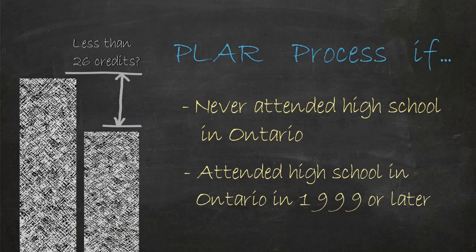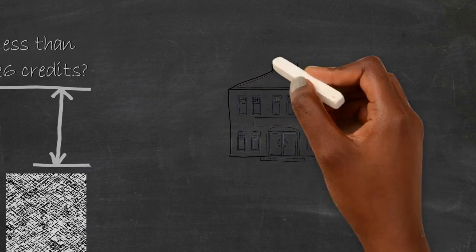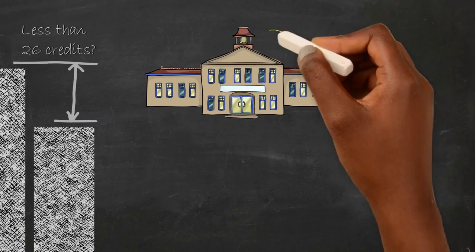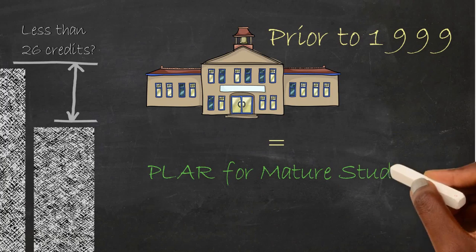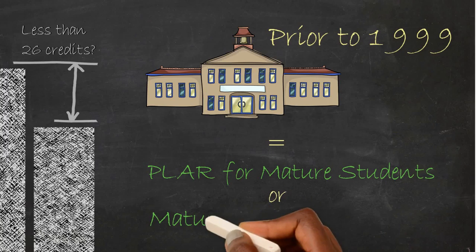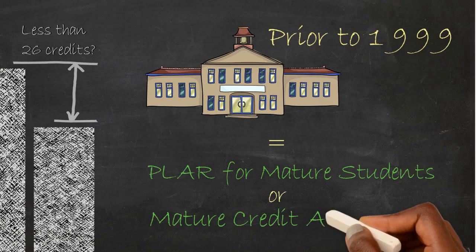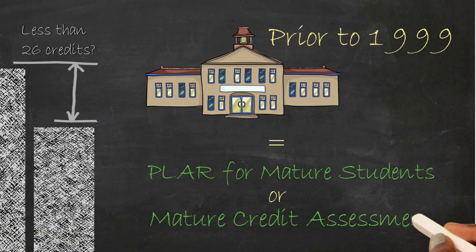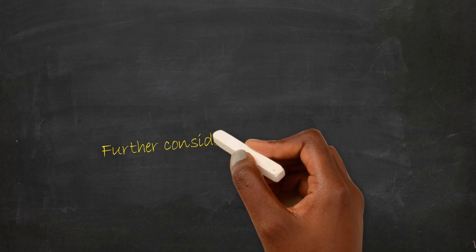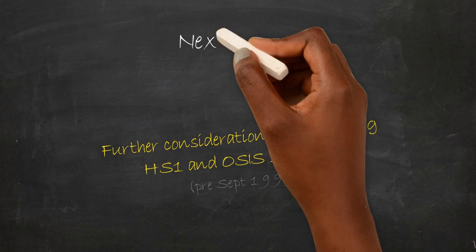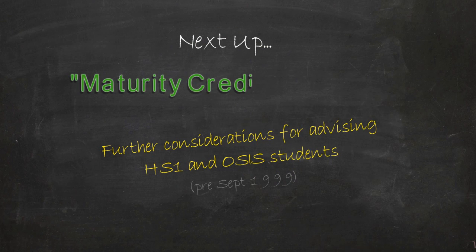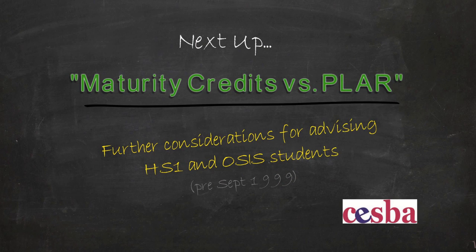If the student is deemed to be a mature student, has fewer than 26 credits, and attended high school in Ontario prior to 1999, they may choose to apply for PLAR for mature students or opt for the mature credit assessment. Further considerations for advising these HS1 and OSIS students in selecting the best maturity assessment process are addressed in the video entitled Maturity Credits versus PLAR.